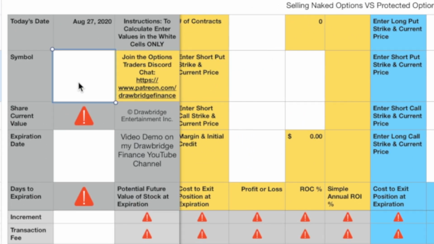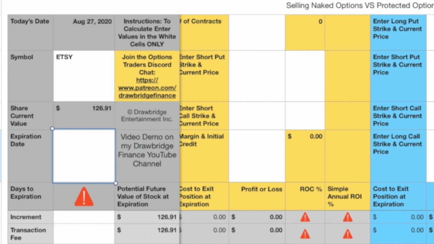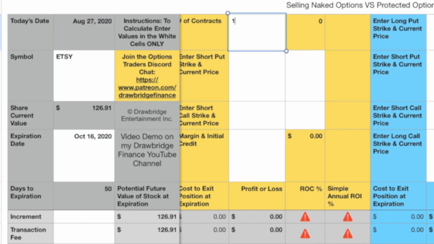So first thing we're going to do is type in the symbol. So we're going to say Etsy. And then the expiration date is going to be October 16th. Fill that in. And then over here, the number of contracts, we're going to say 1.